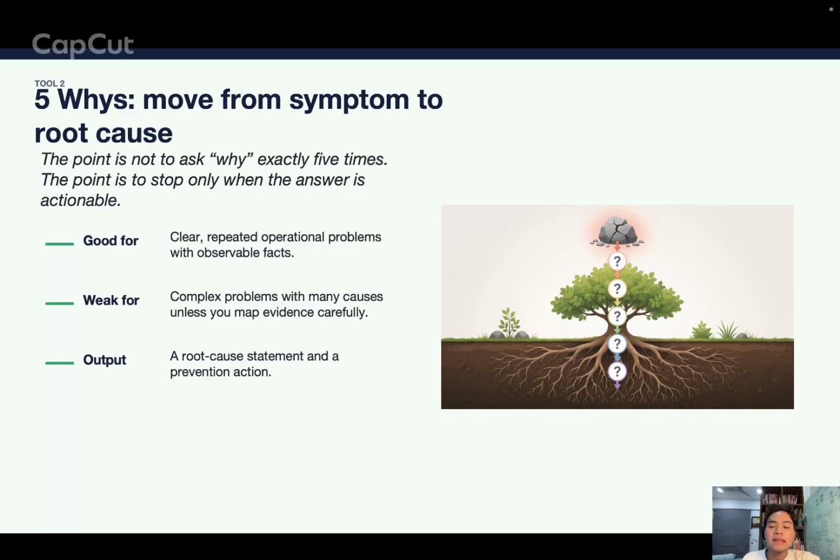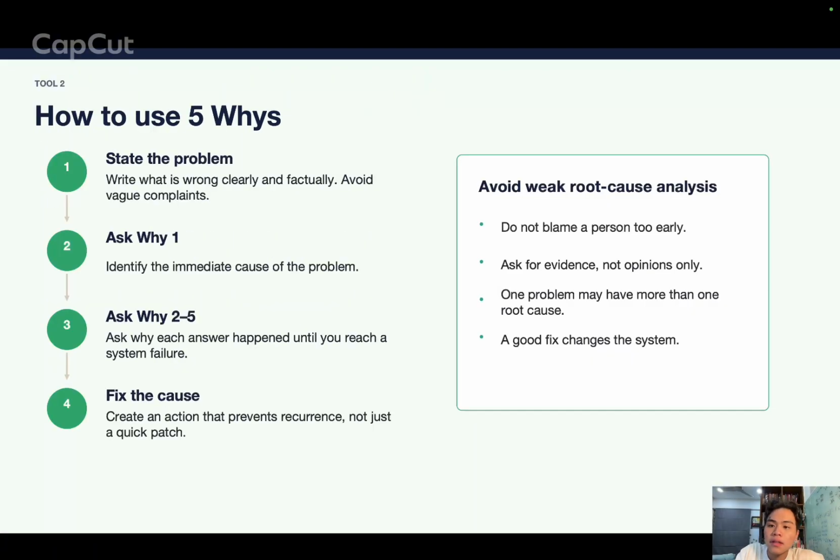And the final output should be, first, a reasonable root cause statement, and the second one is the preventive action. How can we prevent it? So this is how to use the 5 whys. There are 4 basic steps.